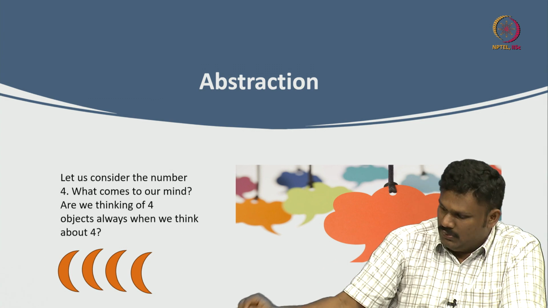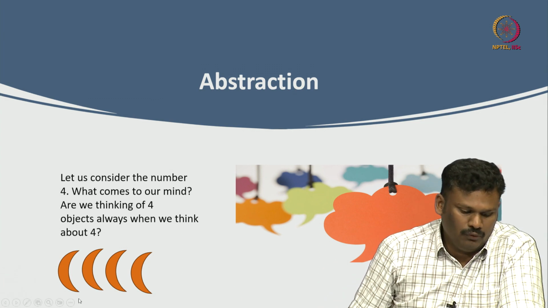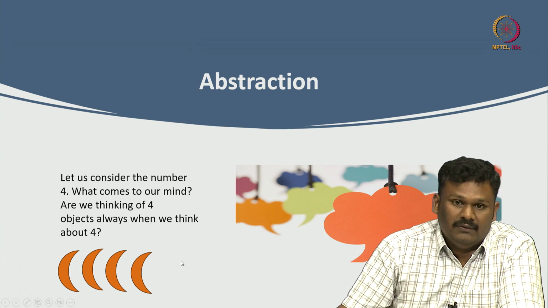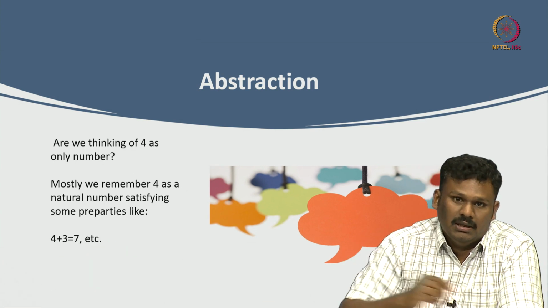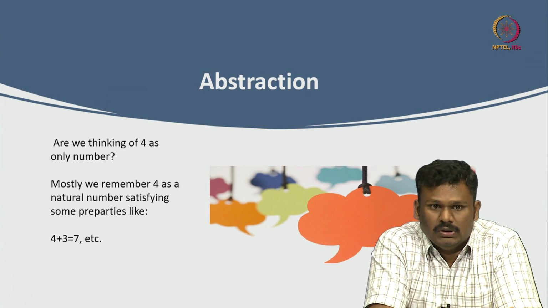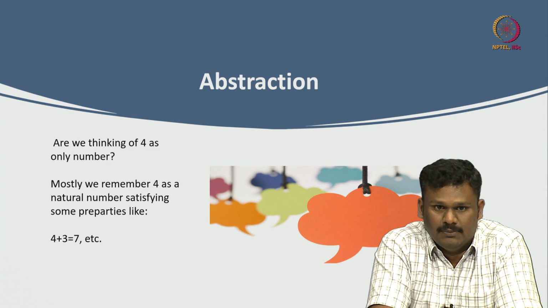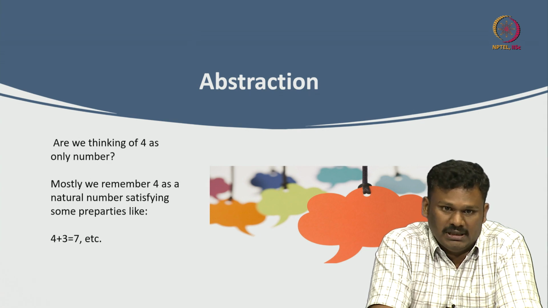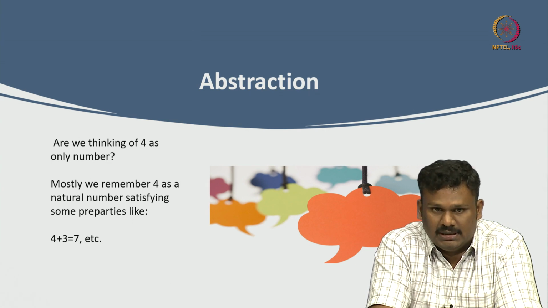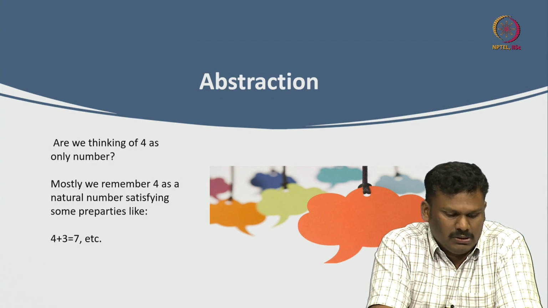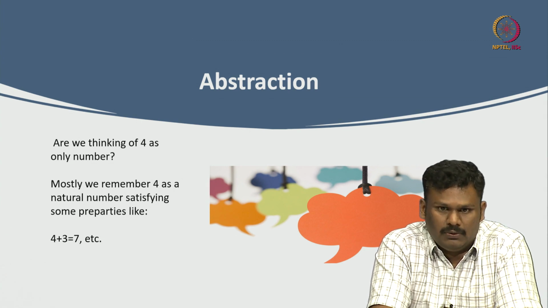So, that means we do not really think about 4 objects. Whenever we say 4, we always mean the natural number 4. Mostly we remember 4 as a natural number satisfying some properties, like 4 plus 3 is 7 and 4 plus 2 is 6, and so on. So, this is the abstraction that we are talking about.